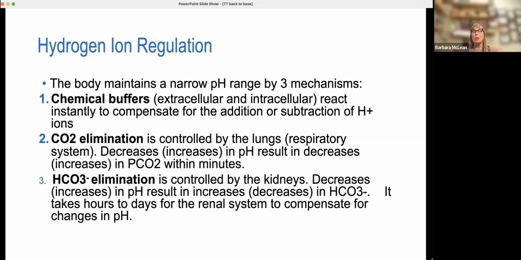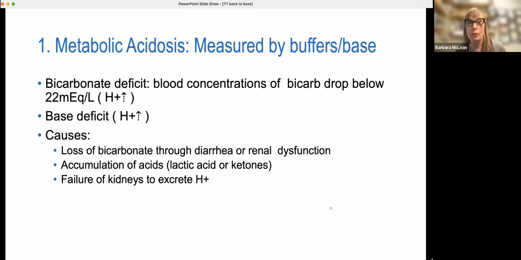So renal compensation, not really a great compensatory mechanism. It takes a lot of time for that to occur. So again, I'm going to go back and say metabolic acidosis measured by buffers, measured by base. A bicarb deficit, meaning your bicarb is less than 22, hydrogen ion is up. You've got metabolic acidosis. A base deficit, meaning your base is more negative than -2, means that your hydrogen ion is up. You've got metabolic acidosis.